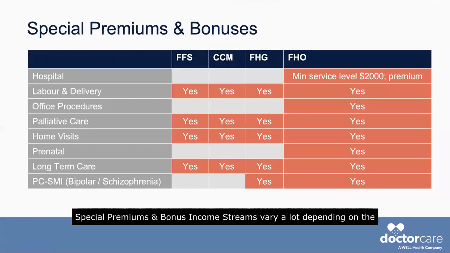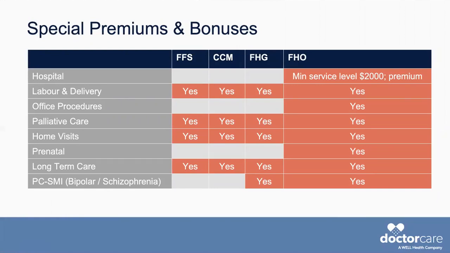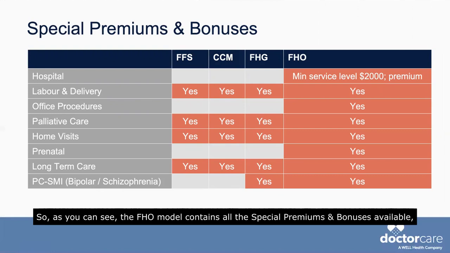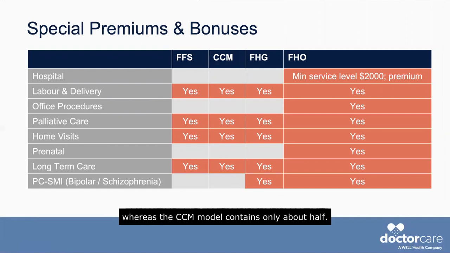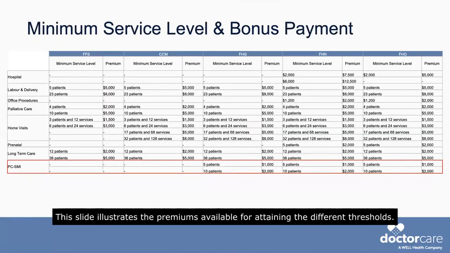Special premiums and bonus income streams vary a lot depending on the different patient enrollment model, as illustrated in this chart. So as you can see, the full model contains all the special premiums and bonuses available, whereas the CCM model contains only about half. So like the preventive care bonus, this is also dependent on the ministry's fiscal year ending on March 31st. This slide illustrates the premiums available for attaining the different thresholds.